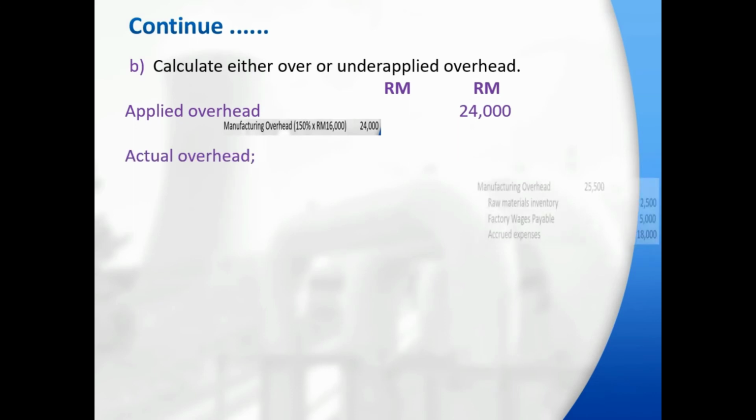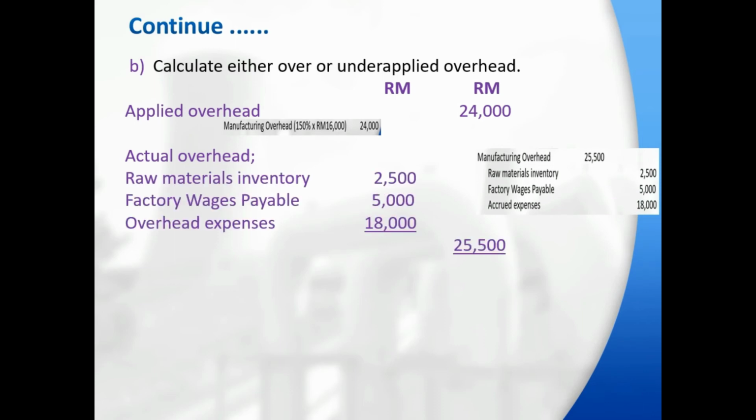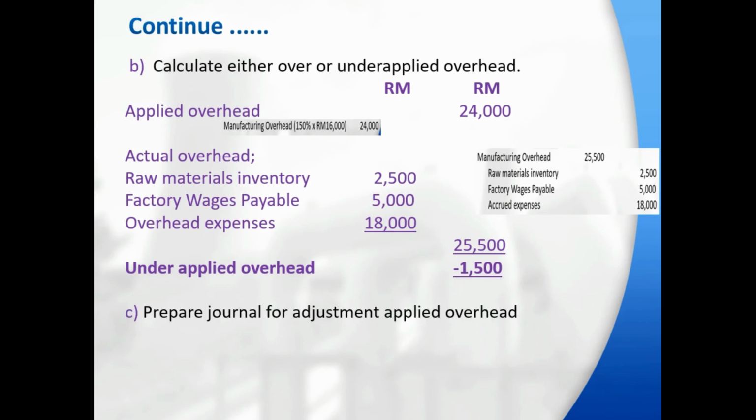So next, we go to requirement B, calculate the over or under applied overhead. Over or under applied overhead equals applied overhead as calculated before, 24,000, minus actual overhead as calculated before, 25,500, equals negative 1,500. This means under applied overhead. So under applied overhead, 1,500. So next, C. Prepare journal for adjustment of applied overhead.